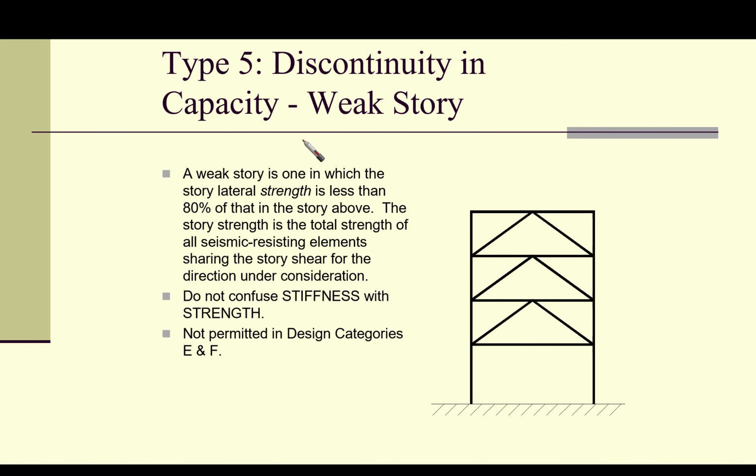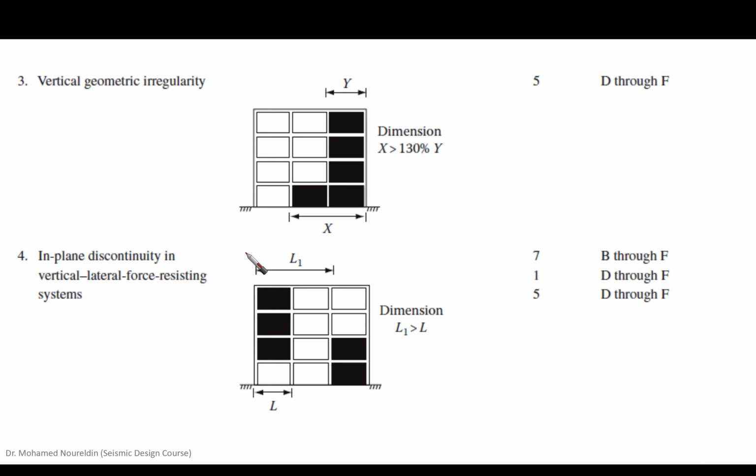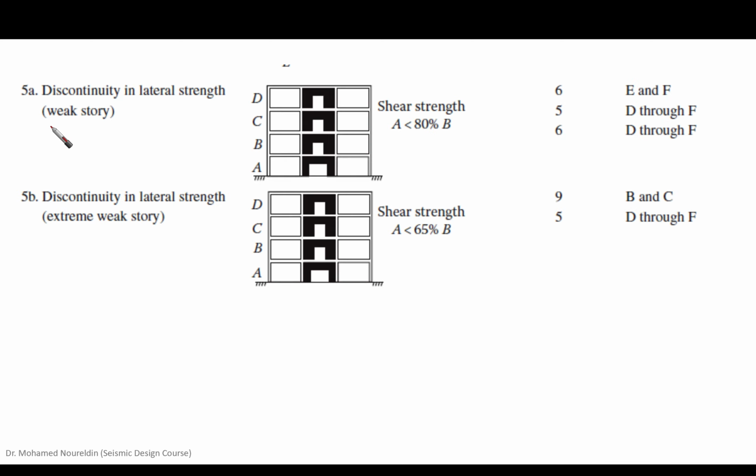And the last one is the discontinuity for the weak story. For the weak story, let's see it from here better. For the weak story, we have two types, which are 5A and 5B. This is weak story and this is extreme weak story. We have weak story and extreme weak story.